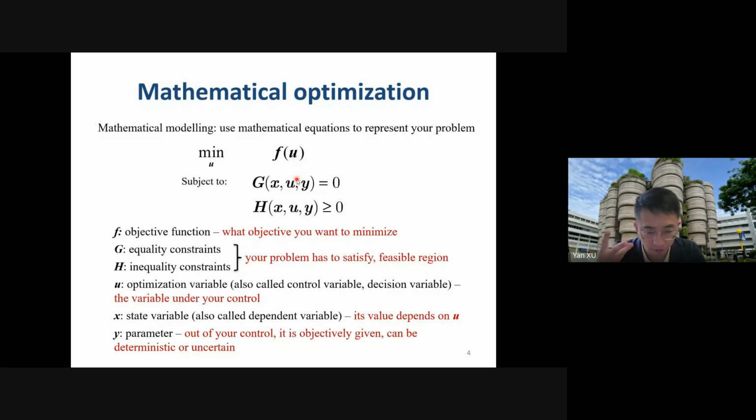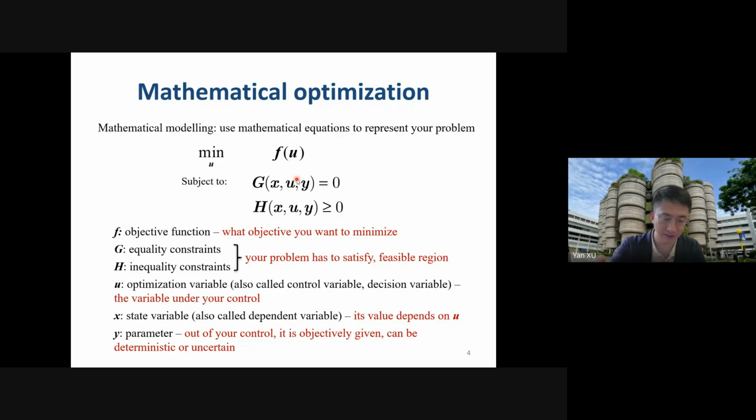This x is not directly controllable, but its value depends on the decision variable u. Remember in the energy internet lecture, I have introduced the microgrid operation problem, right? We divide the control variable and the state variable. Remember, for the microgrid case, the state variable is the branch power flow and the voltage magnitude. In other words, this branch power flow and the voltage magnitude, they are not directly controlled, right?